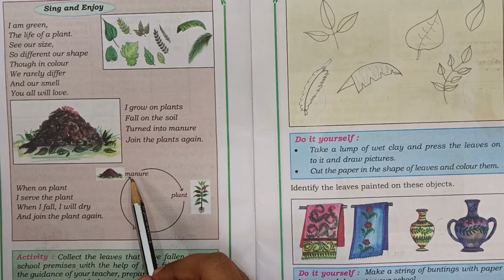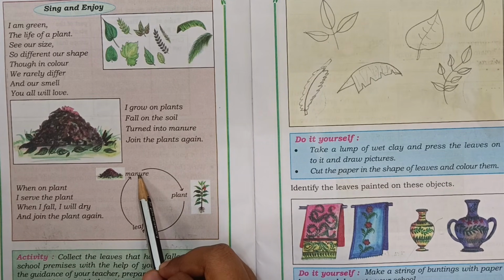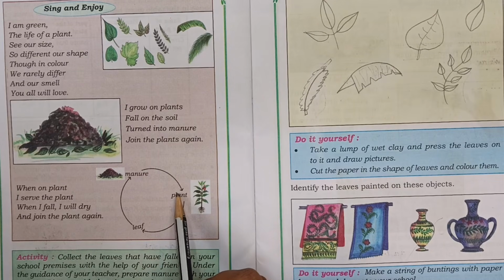See, plant, then leaf, then it will get dry, again it will become manure, again it will come to plant. So this is the recycle of the plant, children.